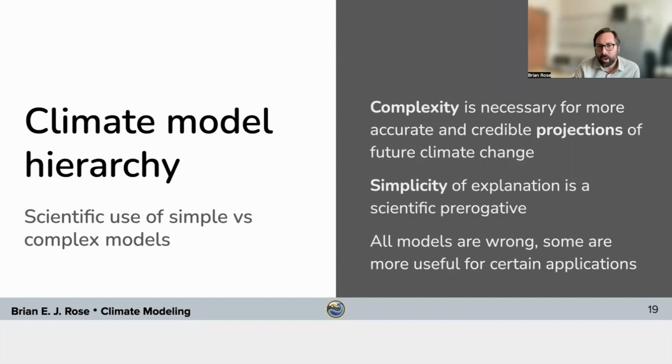And to do that, to build confidence in those projections, we need to put as many processes into the model as we can fit, if those processes have some important impact on the planetary energy budget. I'm going to elaborate on that on the next couple of slides. But there's tension between that complexity and the scientific prerogative of simplicity, right? Science has an obligation to seek simple answers to questions where possible, and that's how we build understanding. And so I'd like to paraphrase a common statement here: all models are wrong, some are more useful for certain applications than others. That is how I'd like you to think about this next set of things I'm going to say.